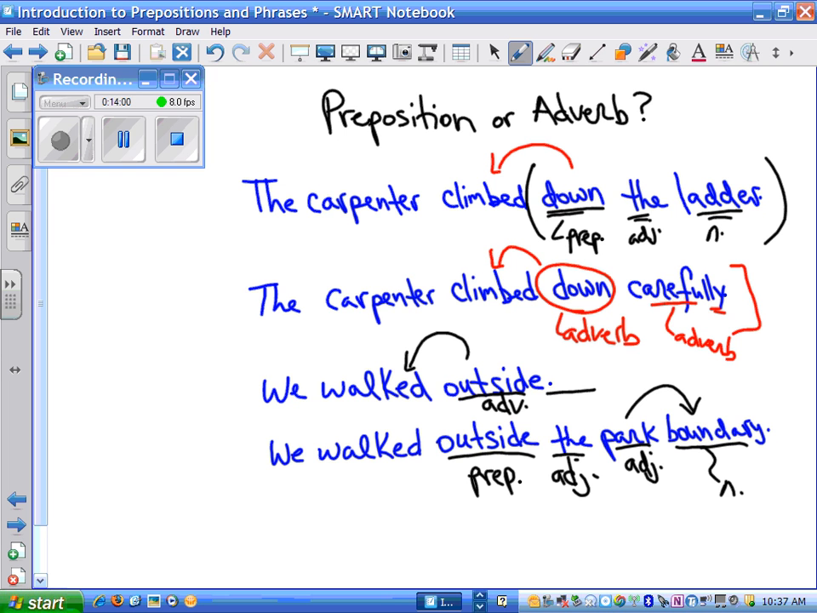Of course, the is working as an adjective. Right? So think about patterns. They'll become more and more important as we go on with our study of English grammar.